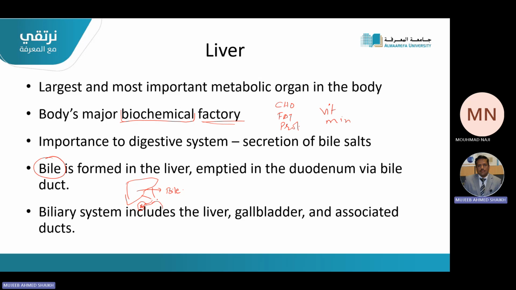And then during the time of food, when food is entering the second part of the duodenum, it will be poured. It will be poured when the food comes from the stomach to the duodenum. At that time, this bile will be mixing with the food for digestion. But in between, it is stored in the gallbladder. So in total, the biliary system means liver, the ducts, and gallbladder. Liver, ducts, and gallbladder together are known as the biliary system.